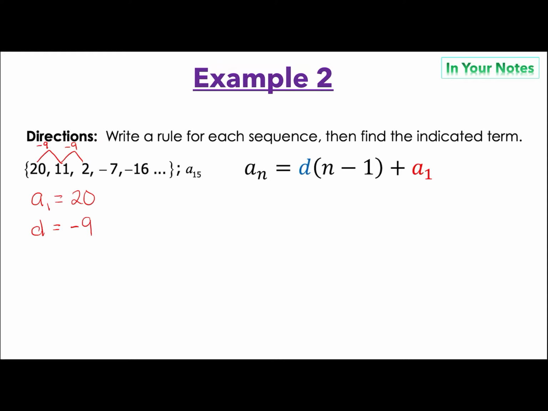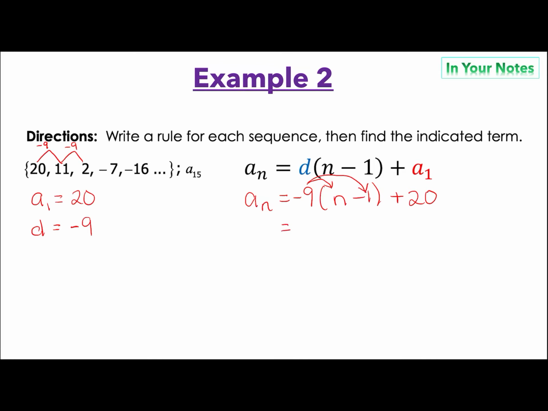So now what we're going to do is start replacing it in the formula. So remember, a sub n stays there, the n minus 1 stays there, and so does that plus. That D is going to be replaced with a negative 9, and the a sub 1 is going to be replaced with a 20. So now what we're going to do is simplify this formula.